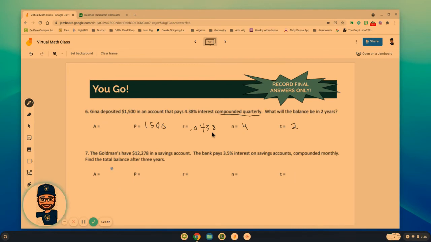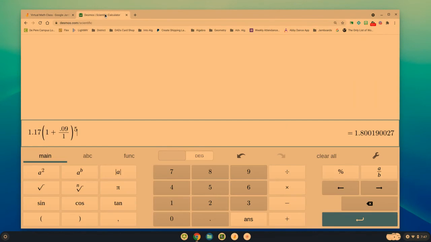Let's go down to the Goldmans. They have $12,278 in their account. The bank is going to give them 3.5% interest, so 0.035 on their savings, compounded monthly. They get it monthly, so that's an N equals 12. And find the balance after 3 years. So there's my 3. And so now we're going to want to go over to Desmos and punch each one of those in so that we can find their value in total.